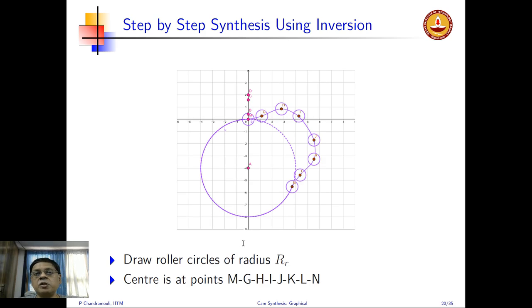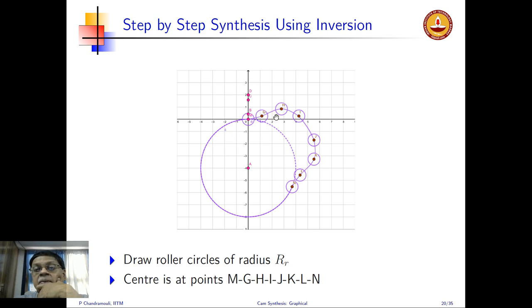Now, the next step is, of course, to basically draw the roller at each of these locations, right? 15 degrees, 30 degrees, 45 degrees, 67, 82, 97, and then, of course, 112.5. So remember that the center of the roller is basically on the pitch curve. So we draw now a set of circles, and the cam profile is basically something that is going to be tangent to these circles. Okay, so that is what you have to draw.